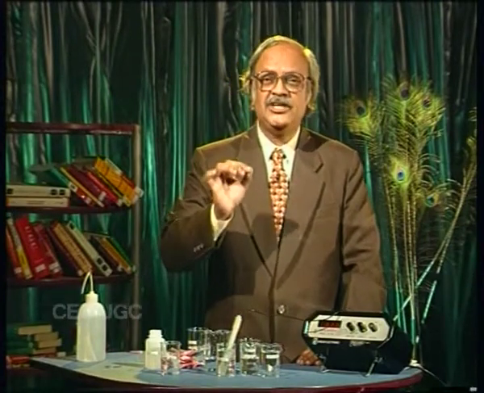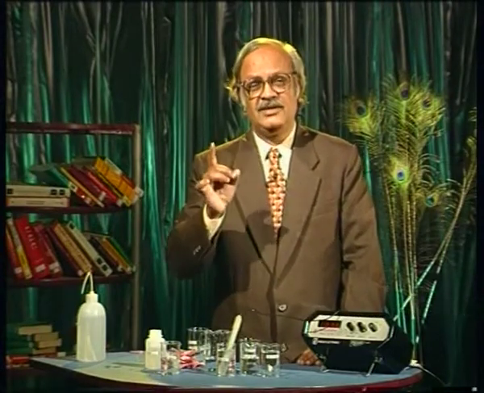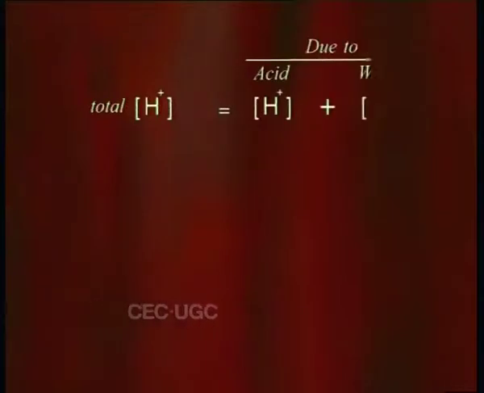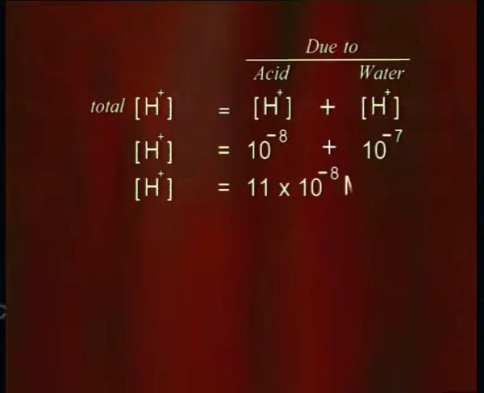Therefore, in the actual calculation of the total hydrogen ion concentration, we have to take the sum of the concentrations of the hydrogen ions due to the acid H plus diluted, that is 10 to the power of minus 8, plus the hydrogen ion concentration contribution due to water itself. When you add up these two, you will get the total hydrogen ion concentration as 11 into 10 to the power of minus 8 molar solution, or in SI units it is mole per dm cube.